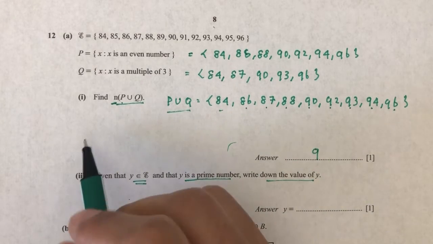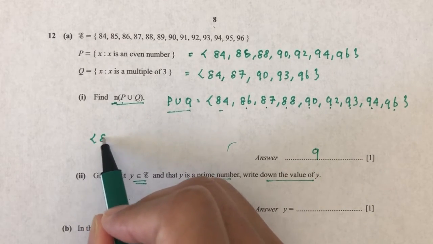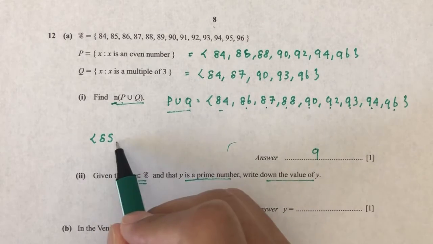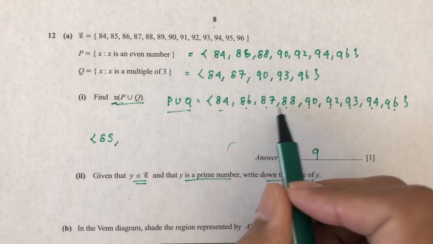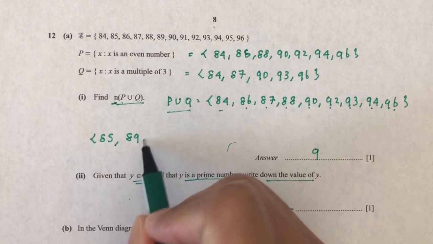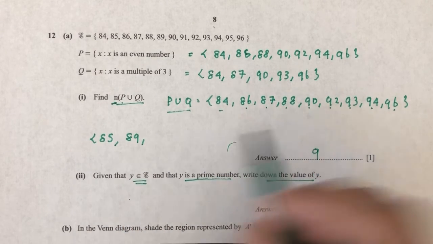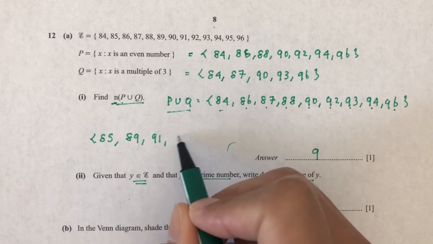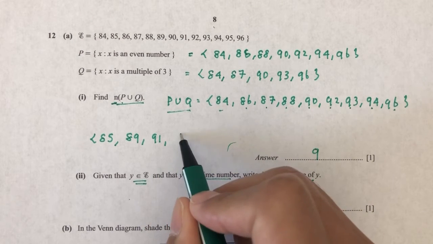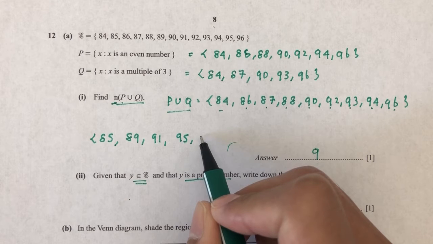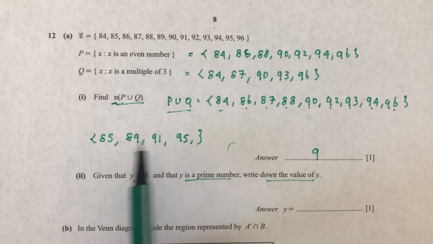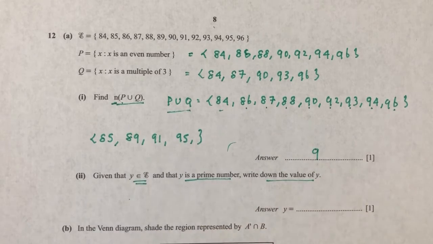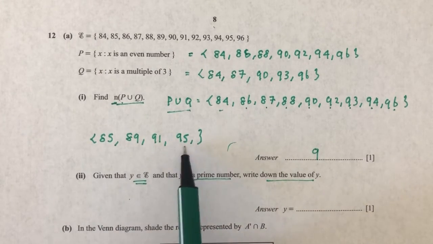So what do we have? So we have 85, which is not in this set. We have 85, 89, we have 91, 95, and that's it. So we have these 4 numbers which are not in this set. So out of these 4 numbers, which one is prime?